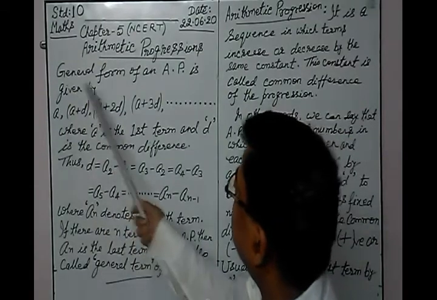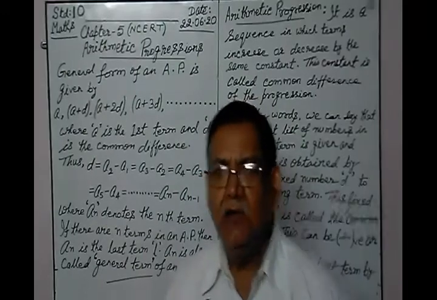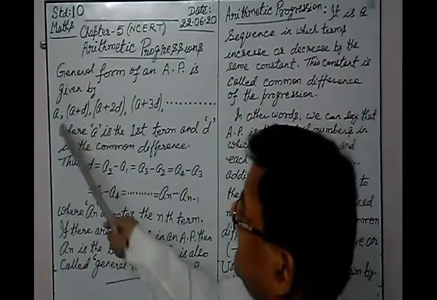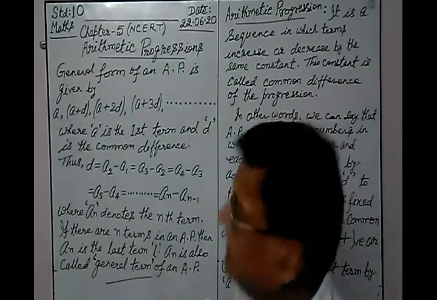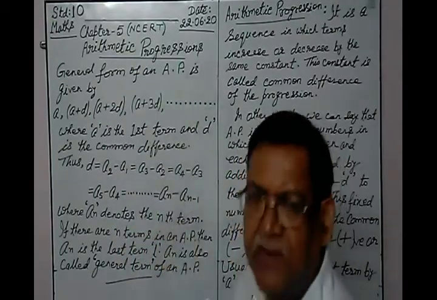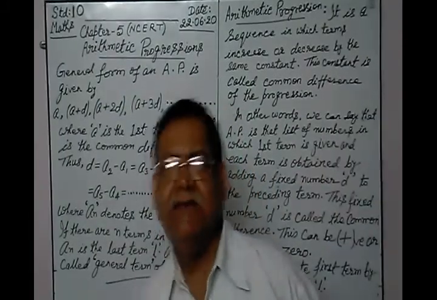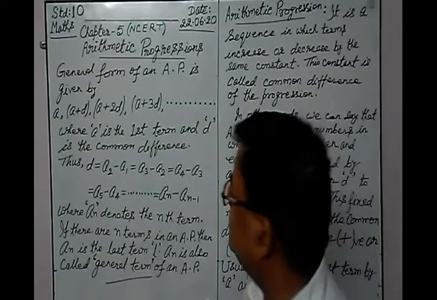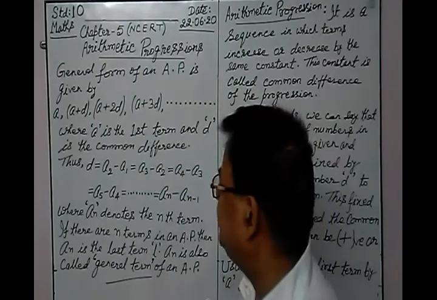Here is the general form of an AP. Please remember this general form: A is the first term, A plus D, A plus 2D, A plus 3D, A plus 4D, A plus 5D, and so on, where A is the first term and D is the common difference.